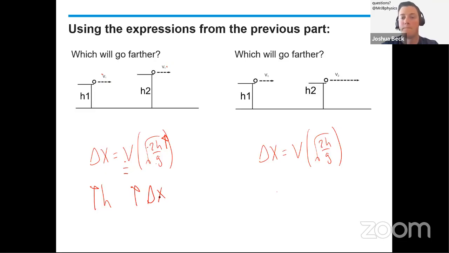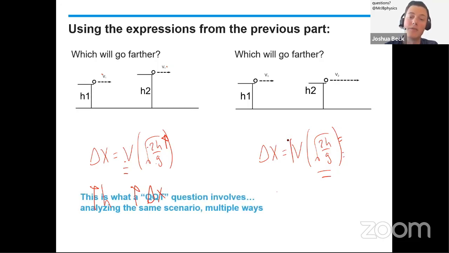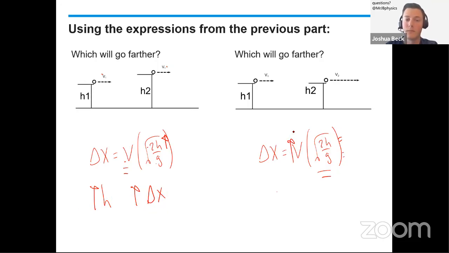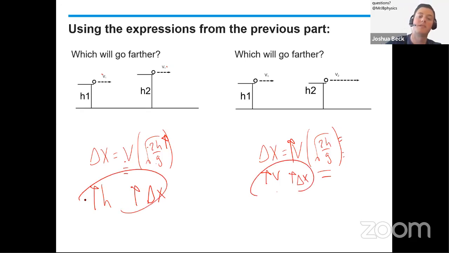The one on the right, H is equal in both scenarios, G is equal in both scenarios. So this whole term here is equal. That doesn't change, but I've increased this V. So increasing the launch velocity will increase delta X. And I've come up with the same conclusions that I came up with earlier.